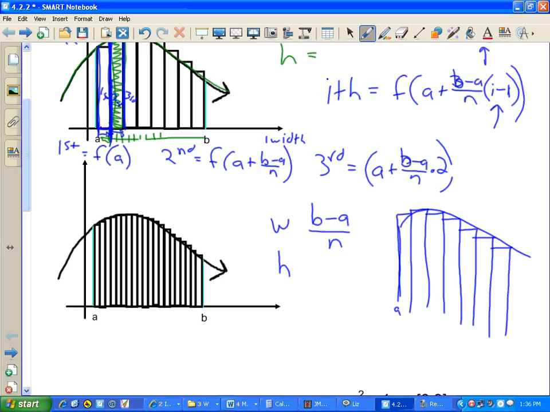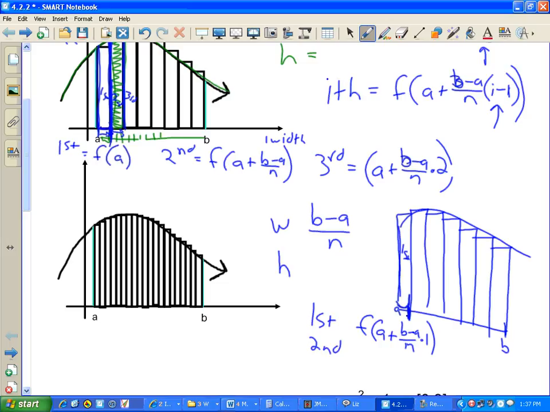Okay, so let's say this is A, and this is B. Well, the height of my first rectangle, this is the first one, is going to be the function evaluated at A plus one of my widths, because this value right here is the one. So it's A plus one of my widths, times 1. That's the first rectangle.